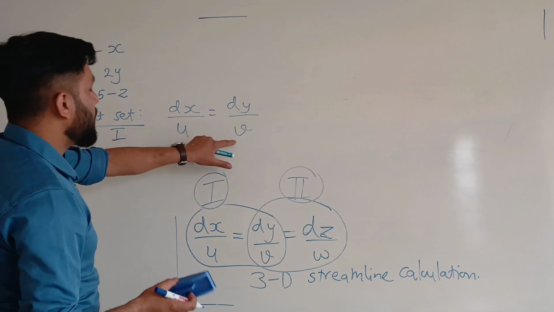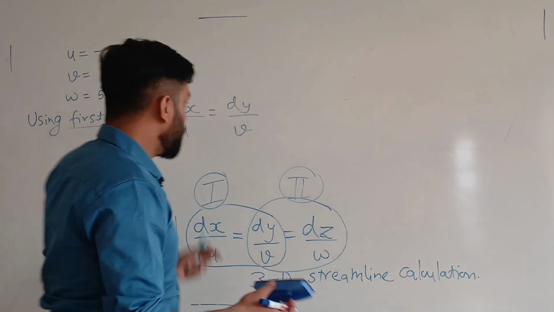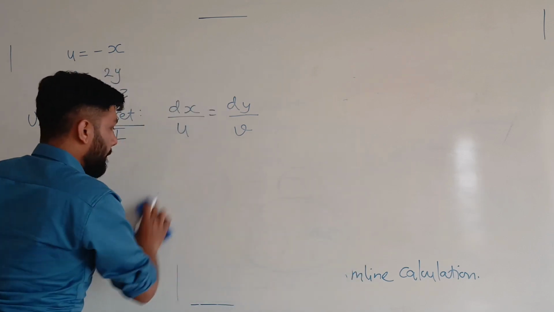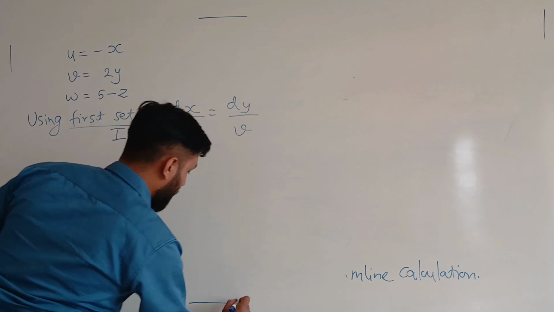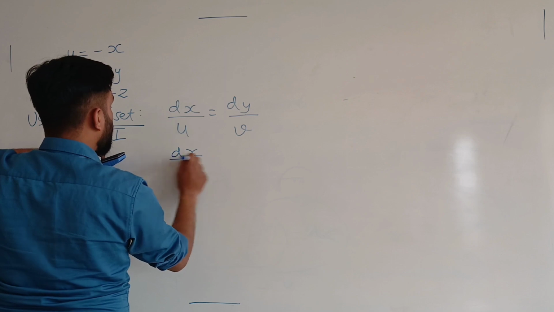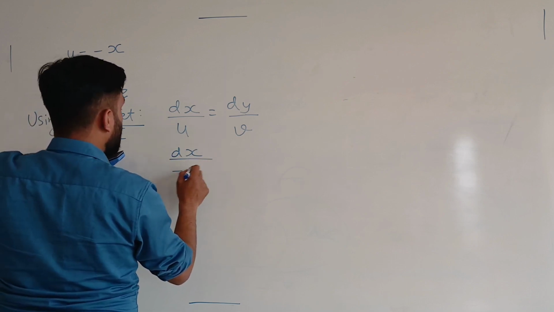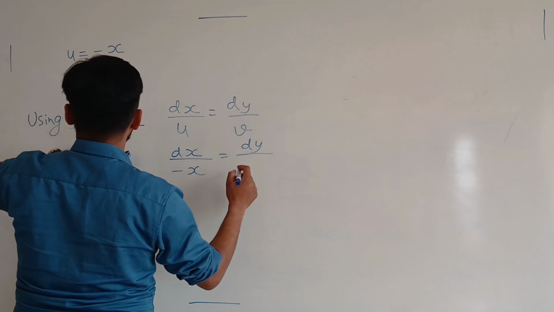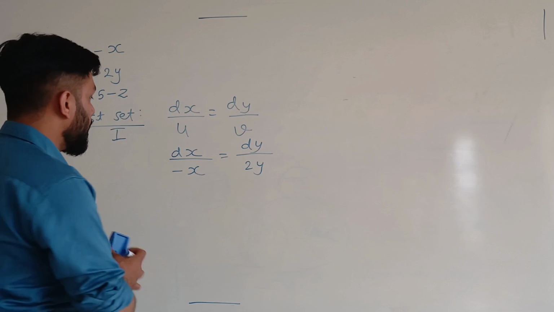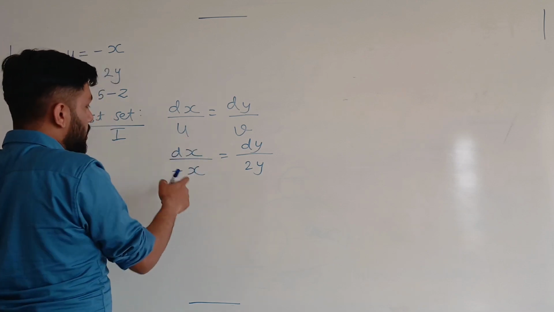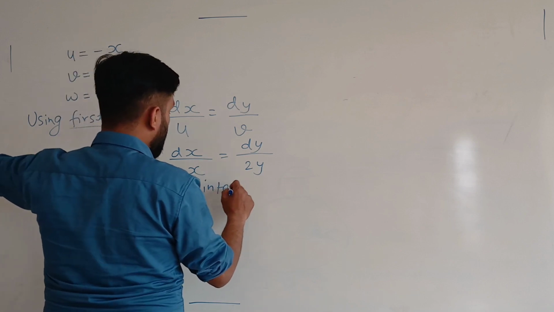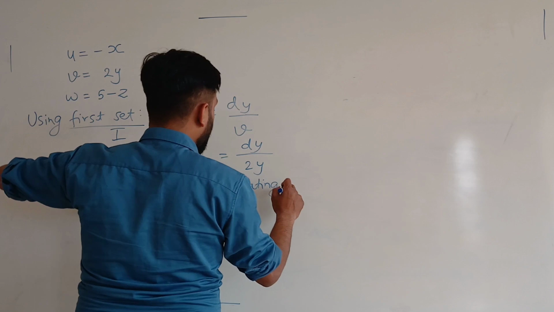Let's substitute u and v here to get the equation. Dx divided by u, how much? U is minus x, and dy divided by v, how much? V is 2y. Let's arrange the family here. Dx divided by minus x is equal to dy divided by 2y. Okay, let's integrate. On integrating, what are we going to get?